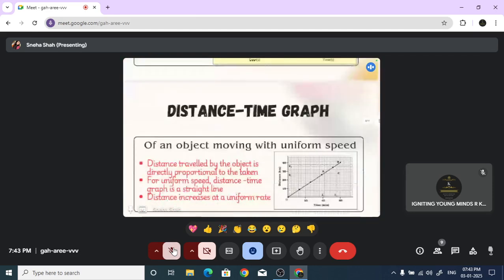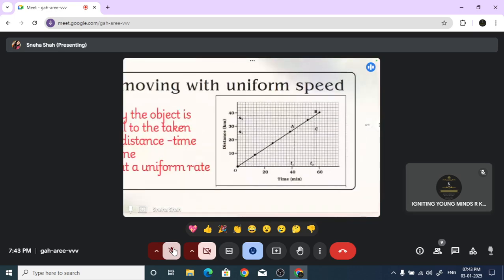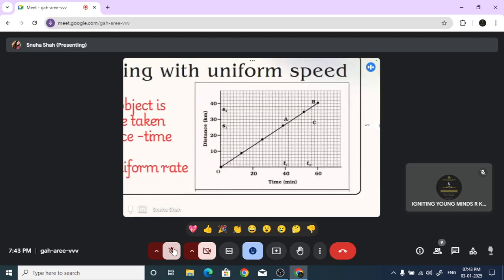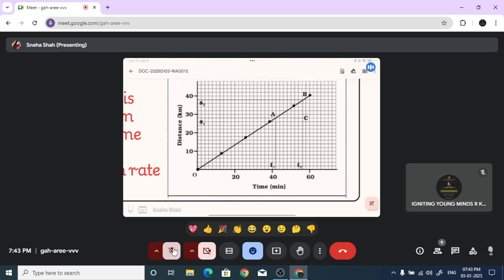See, distance time graph of an object moving with uniform speed. Now look at the graph. First of all, look at the graph. What has happened is we have taken distance in kilometers and time in minutes. With every passing minute, the distance in kilometers is increasing. See, from 0 to 20 minutes, let's consider this is approximately about 10 to 11 minutes, because it's almost in middle, this point, which is represented at 10 or less than 10.